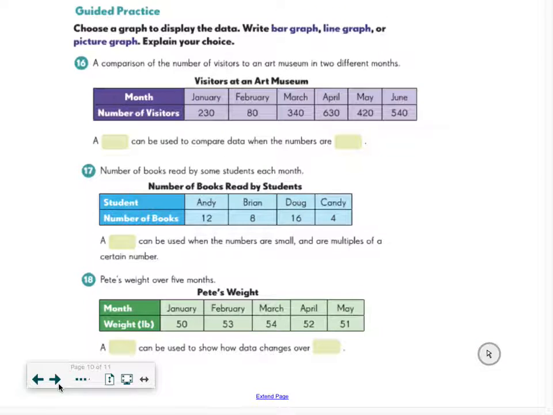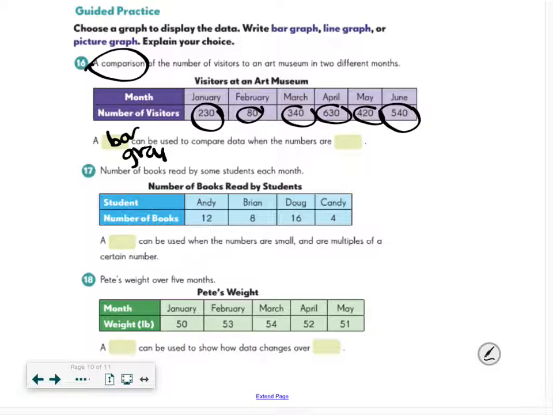Let's try these 3 before the video is over. So you have to pick bar graph, line graph, picture graph. For the first one, this is a comparison of the number of visitors to an art museum in 2 different ways. So first of all, it's a comparison. We're comparing the months and we're comparing how many visitors are there. These are pretty big numbers and they don't look like they're multiples. Oh, I guess they're multiples of 5, but they're still pretty big. So I would not use a picture graph. I would probably use a bar graph because the numbers are large.